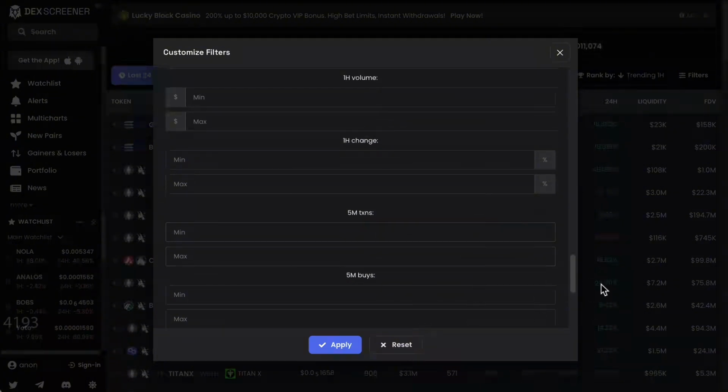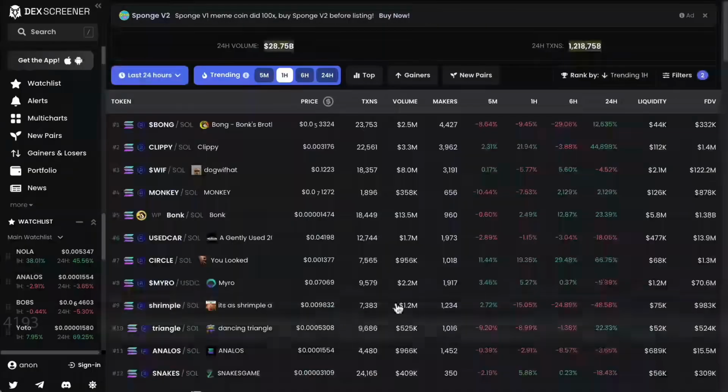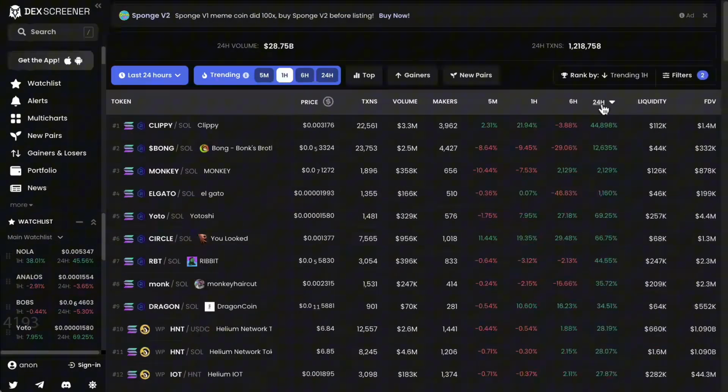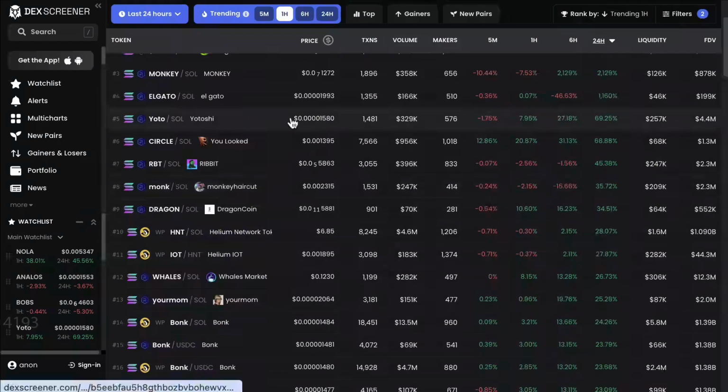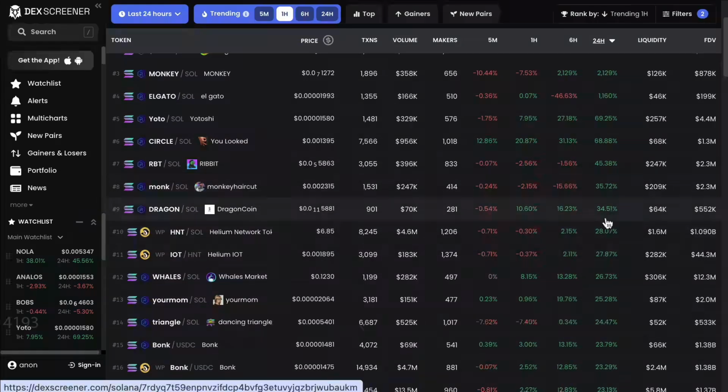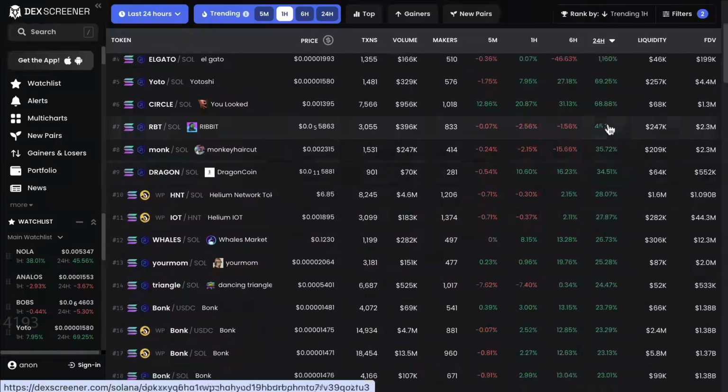A lot of this I don't really need to play around with, because there are not that many millions of meme coins launching every day. There's usually a handful on different chains and it's quite easy to quickly screen through them, so I don't need to over-filter. If I click on apply here, it will stick to exactly what I requested and you'll see the Solana ones here. If I want to see what's really moved in the last 24 hours, it's some of these here, like Yoto, Monk, Dragon. These are all reasonably well-known meme coins that have been moving.